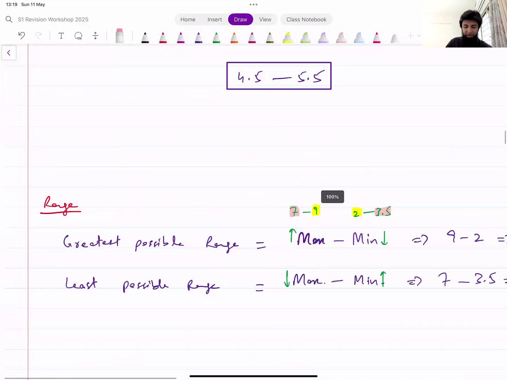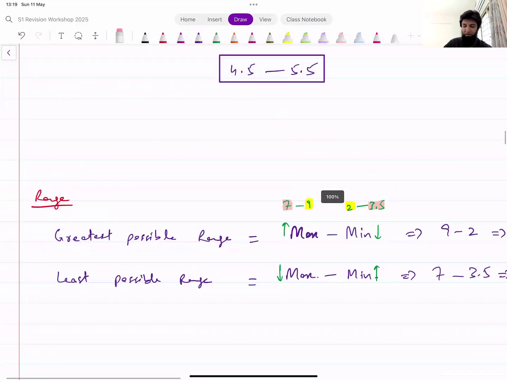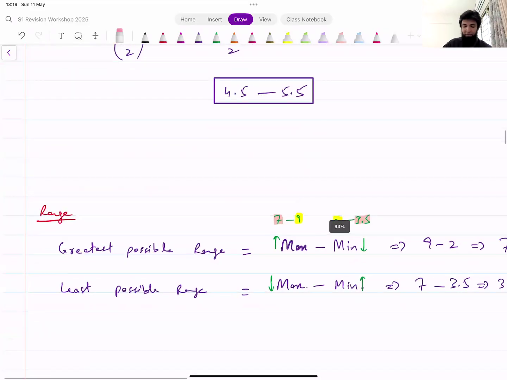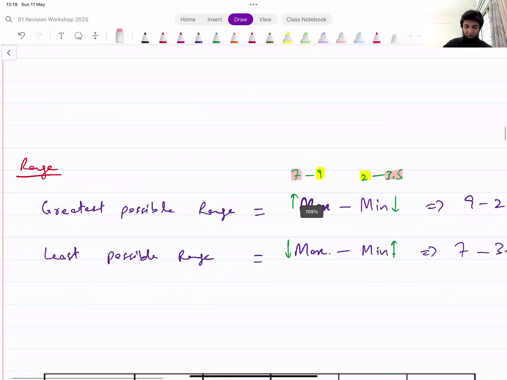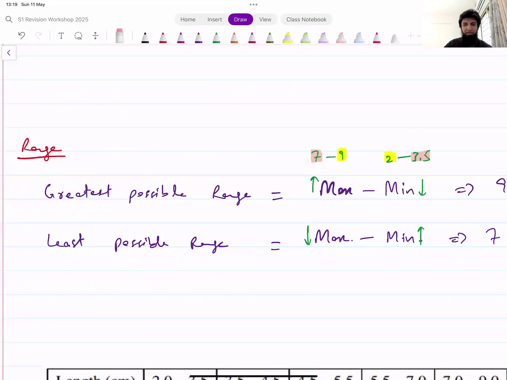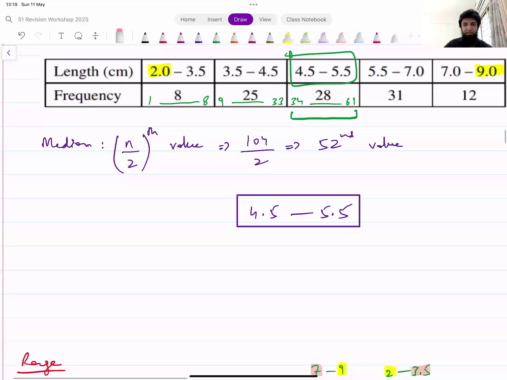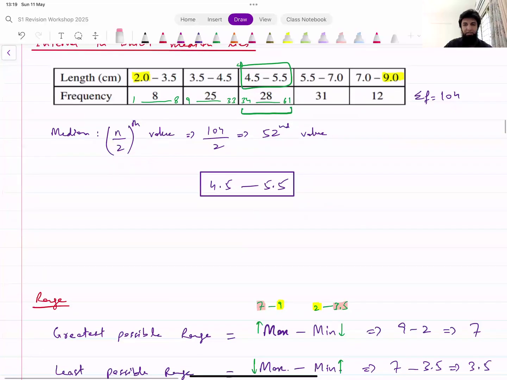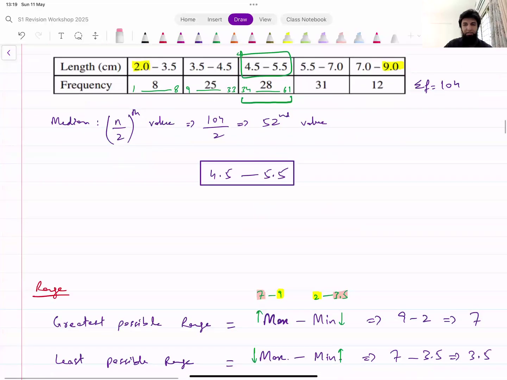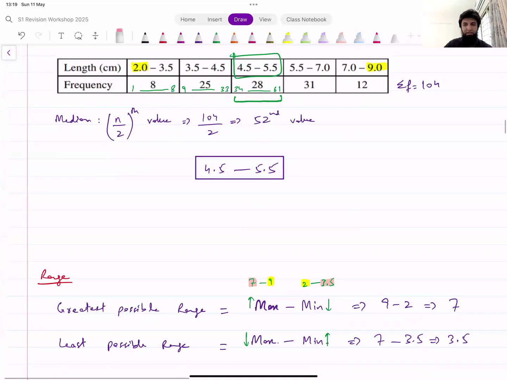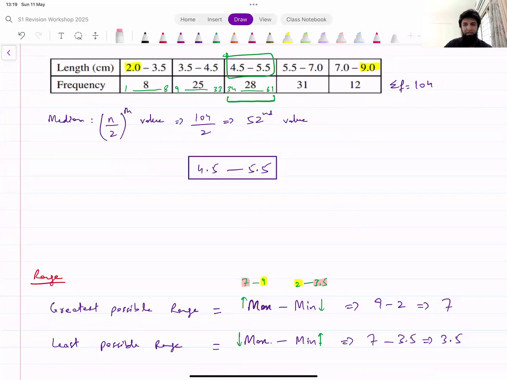Then in case of range and interquartile range, when you have intervals given, they often ask you for the greatest possible value of range and the least possible value of range. So they will not ask you to find range directly in a question that involves intervals like this. They will ask you to find the maximum possible range or the minimum possible range. Now, how is range defined? Range is defined as the maximum value minus the minimum value.